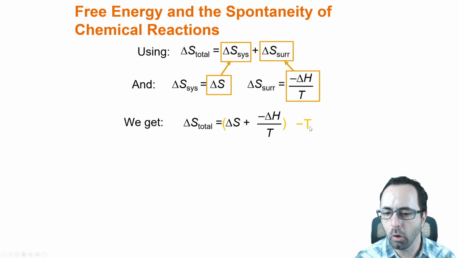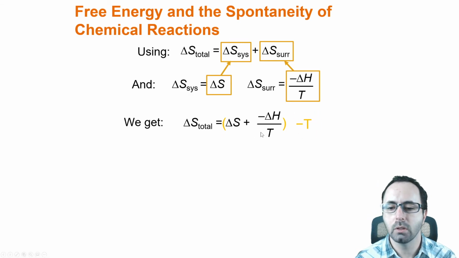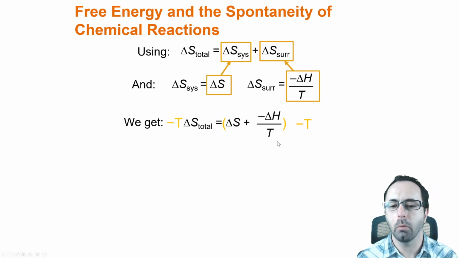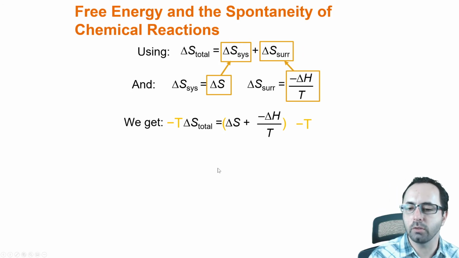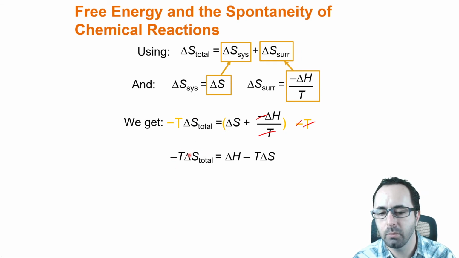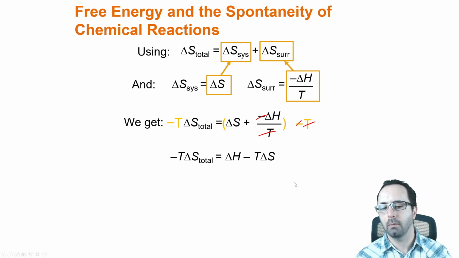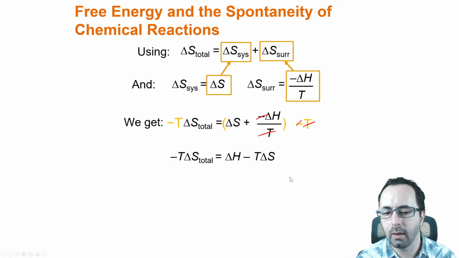And so we multiply by negative temperature. So we're going to multiply the right side by the negative temperature, and that's going to cancel the negative here and cancel temperature. We're going to multiply the other side by a negative temperature too. So again, on this side, the negatives are going to cancel here. Temperature is going to cancel. And so here we get negative temperature times delta S. Then we distribute this, here we get just delta H, and then for this term we get negative T times delta S, so minus T delta S. And so that's how we get this equation.